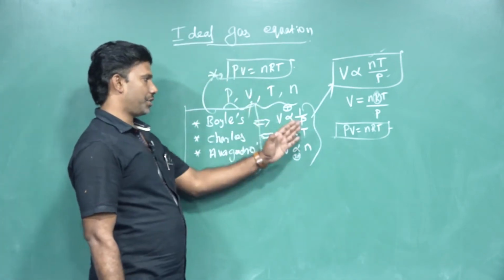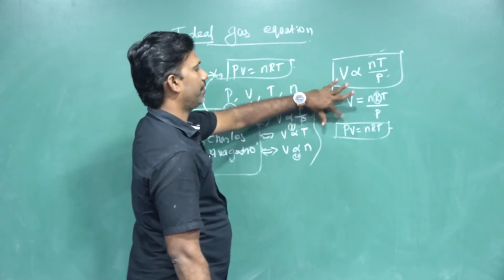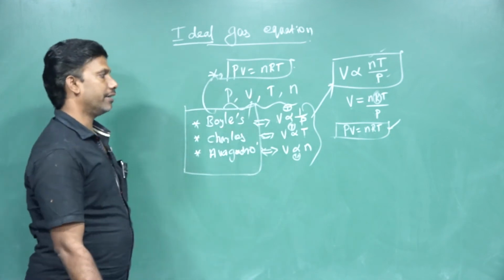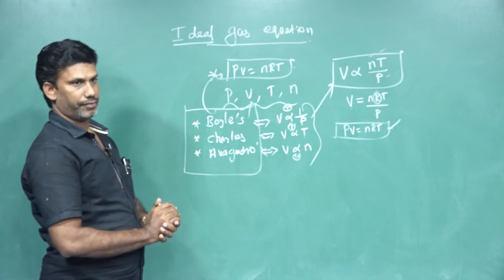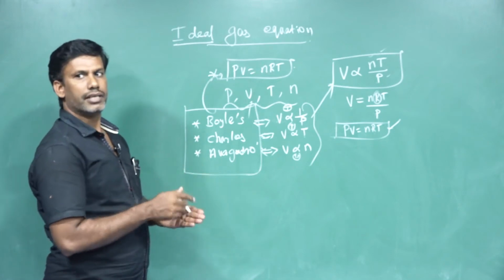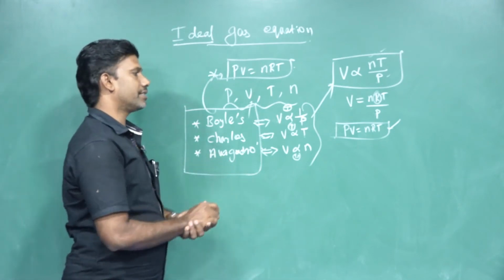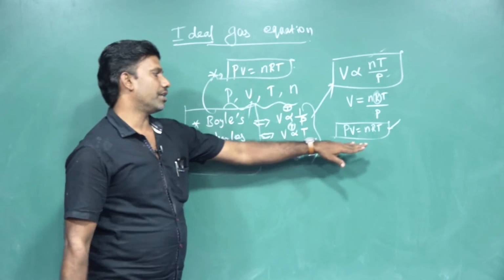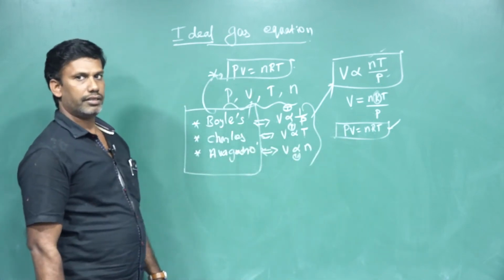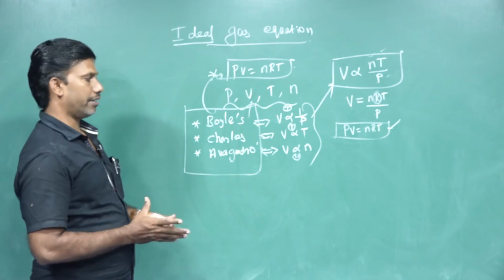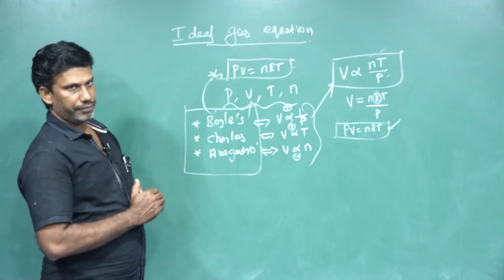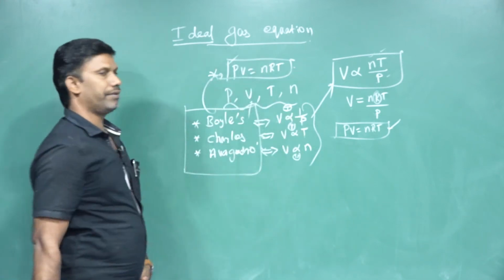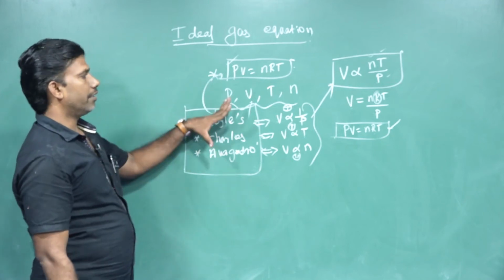The gas which obeys this law, PV equal to nRT, in all conditions is called ideal. There is no such gas available, but all tend to behave as ideal. They are trying to behave ideally. The other gases, which are not obeying this rule at all conditions, are called real gases. There is a difference between real and ideal. All gases can be said to be real gases, but the one which obeys this rule, PV equal to nRT, is called an ideal gas.